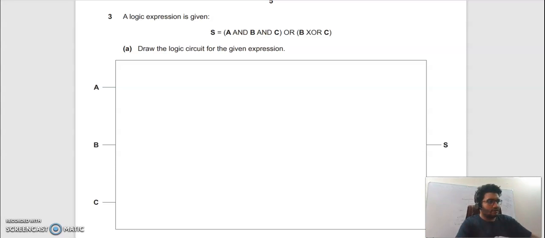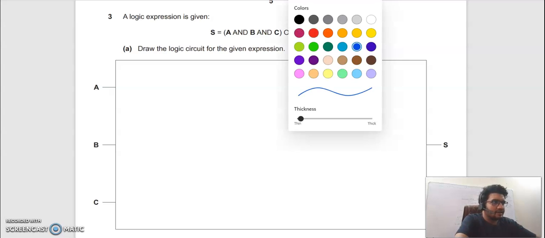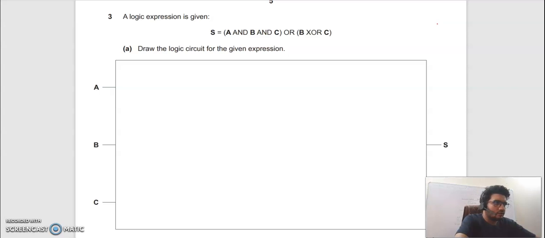Okay, guys, let's see. The question says a logic expression is given: S equals (A AND B AND C) OR (B XOR C). Well, questions like this are pretty simple and pretty straightforward.